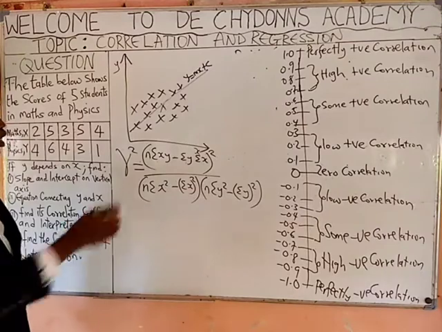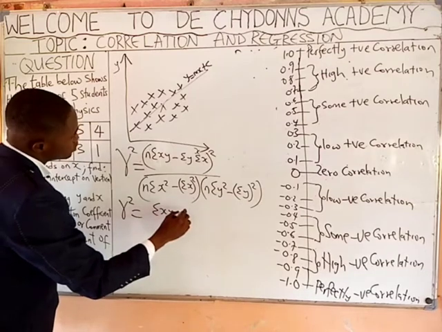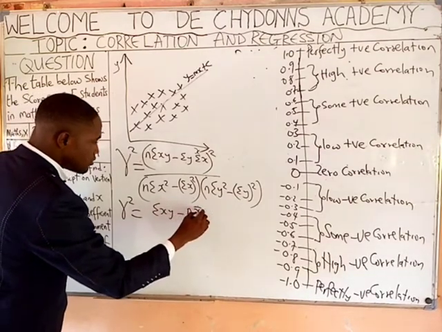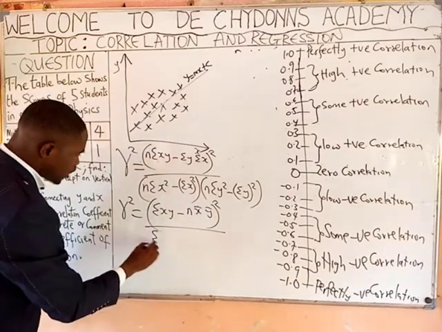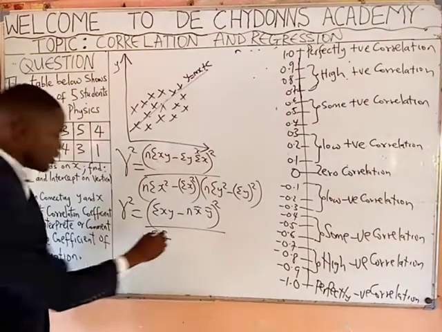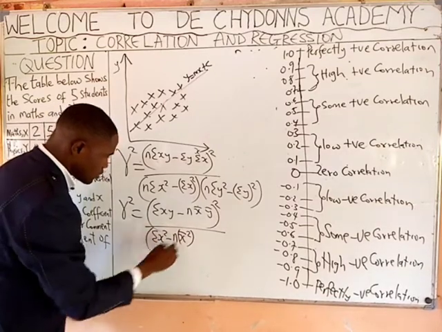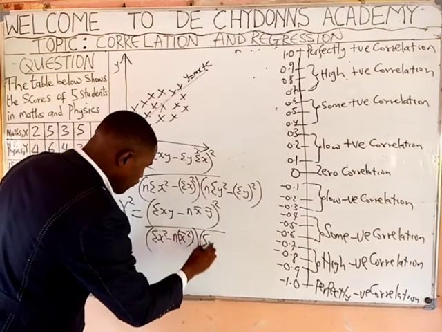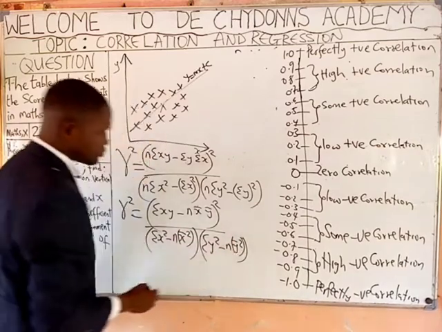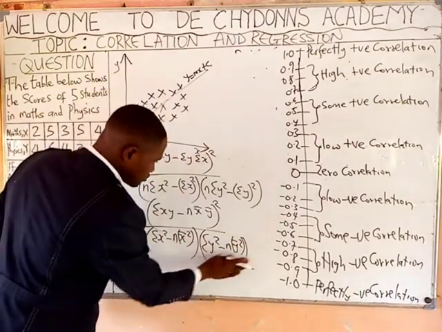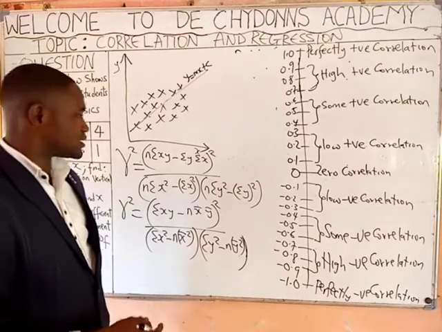Then it also has this formula: summation of xy minus n times the mean of x and mean of y, all squared, all over summation of x squared minus n times the mean of x squared, then summation of y squared minus n times the mean of y squared. So you can use any of these two methods to get it.